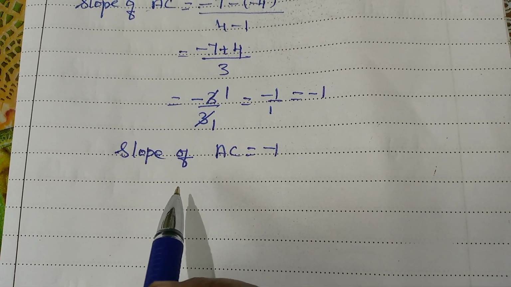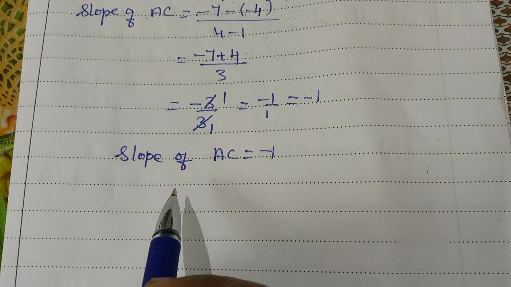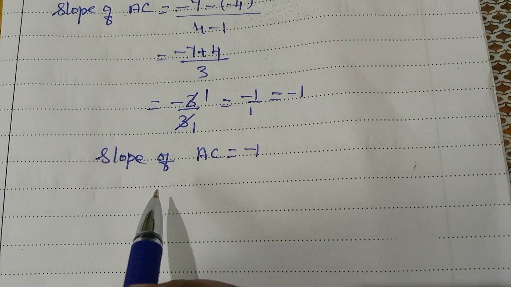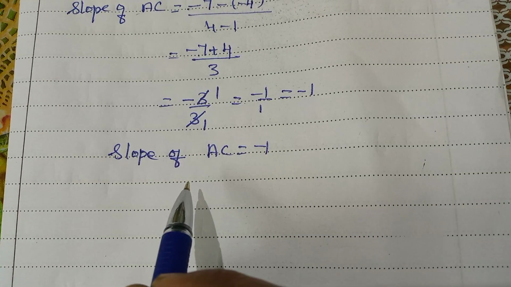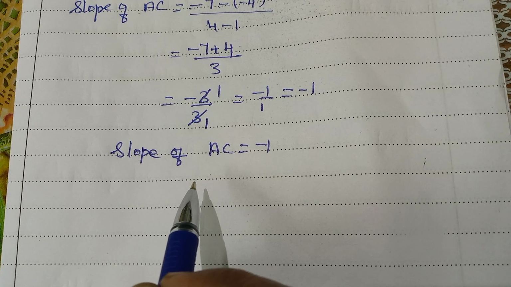The points form a right angle triangle, isn't it? Right angle triangle means any one angle must be 90 degrees. How will it be 90 degrees? That only we have to prove, isn't it? By seeing, we can identify the slope of AB is 1, and the slope of AC is equal to minus 1, isn't it?